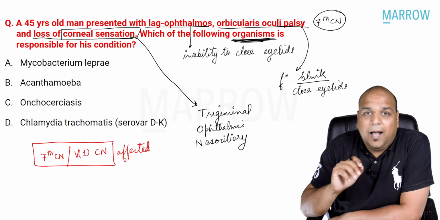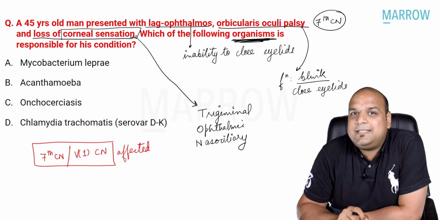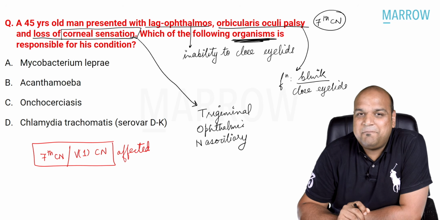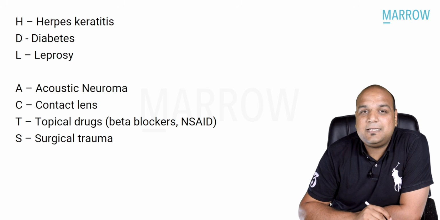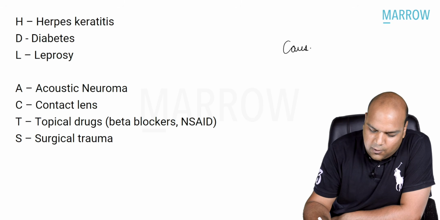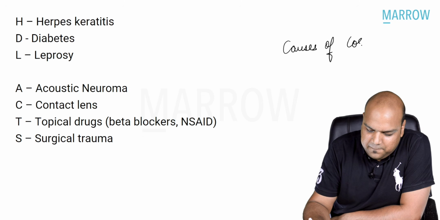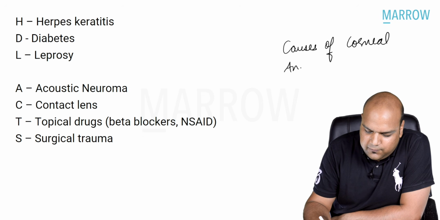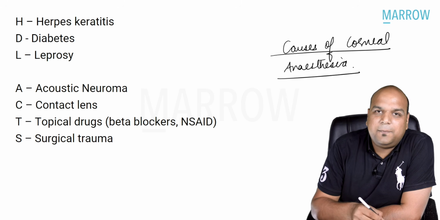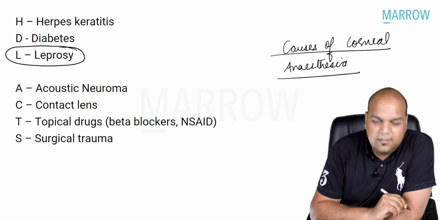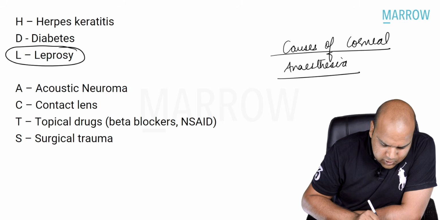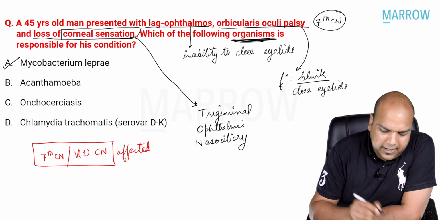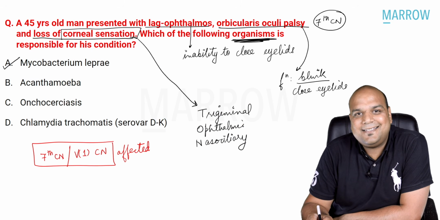If I have, I know that we have read about corneal sensations, we have read about the blink reflex, we know the causes of corneal anesthesia, we have read the mnemonic HDL acts, causes of corneal anesthesia. If I remember this much knowledge, everybody, I know HDL acts: H for herpes, D for diabetes, L for leprosy. Based on just this much information which I should have had, the most probable educated guess would have been Mycobacterium leprae. That is the answer.